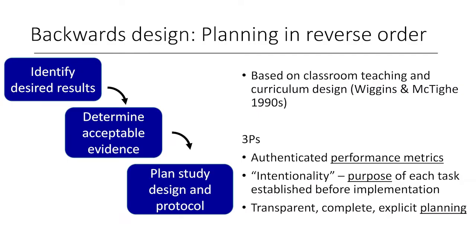I suggest that we borrow a concept from classroom teaching and curriculum design, which is backwards design, or planning in reverse order. We identify the results that are desired, we determine the evidence that would be acceptable, and we plan the study and design a protocol around that. And Wiggins and McTighe more or less categorize these prerequisites as 3 Ps. We need authenticated performance metrics: how we know it works. It has to be intentional. The purpose of each task has to be established before implementation, and planning has to be transparent, complete, and explicit.